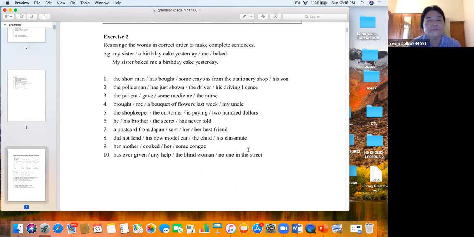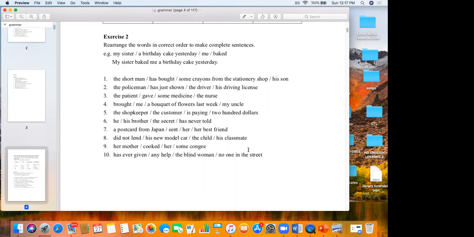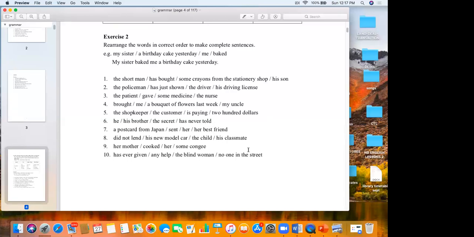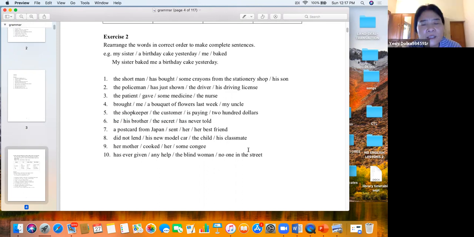The child did not lend his new model car. The child did not lend his classmate his new model car.